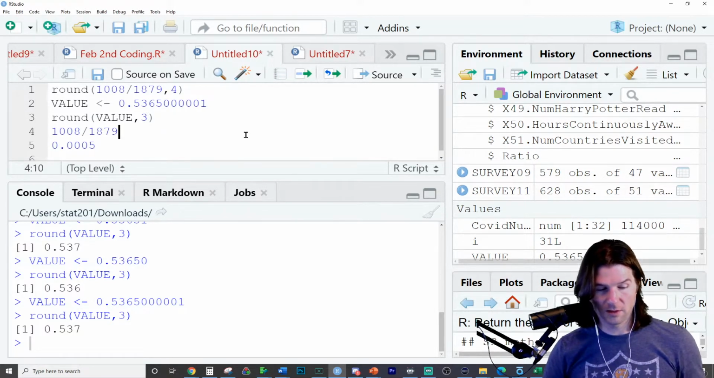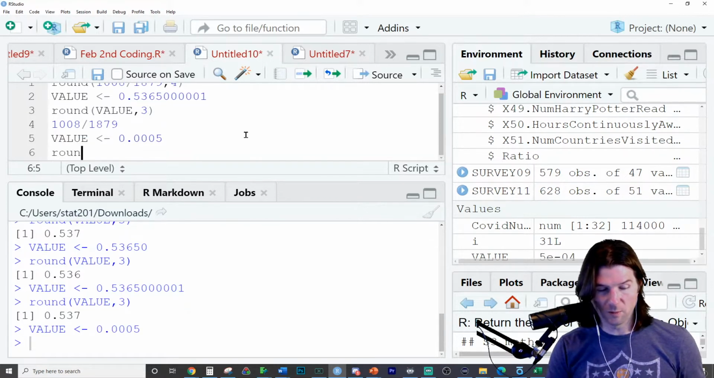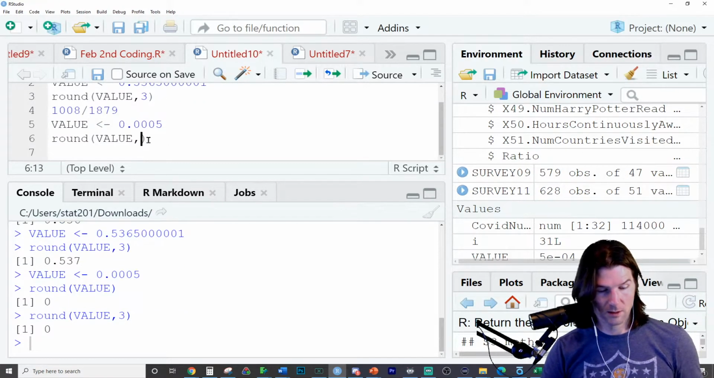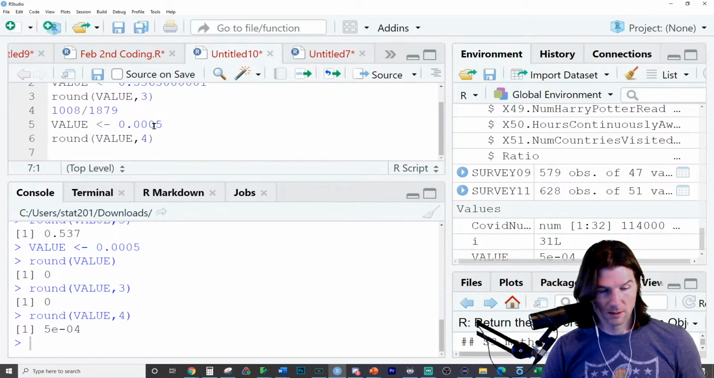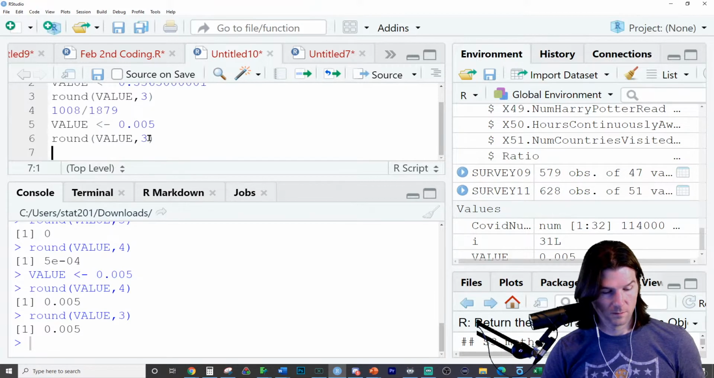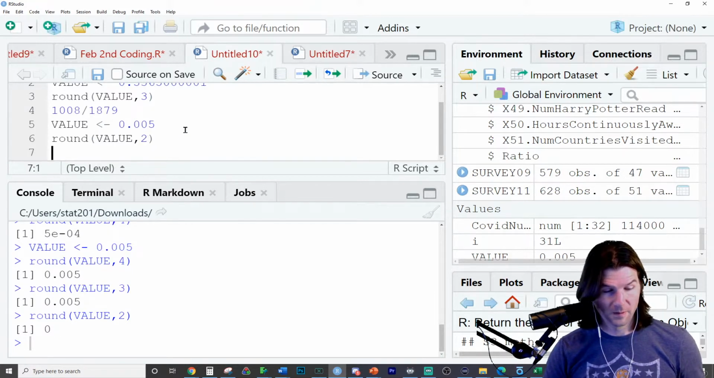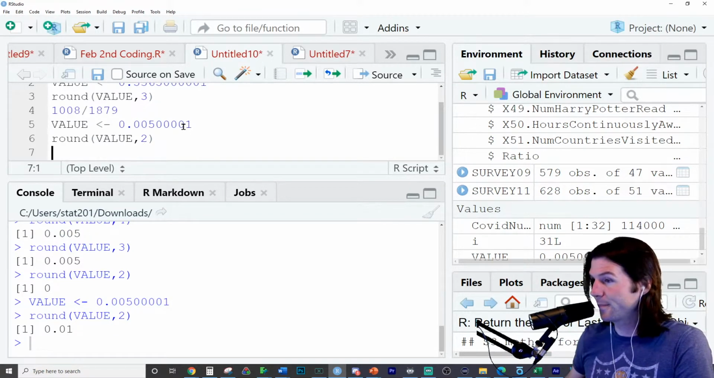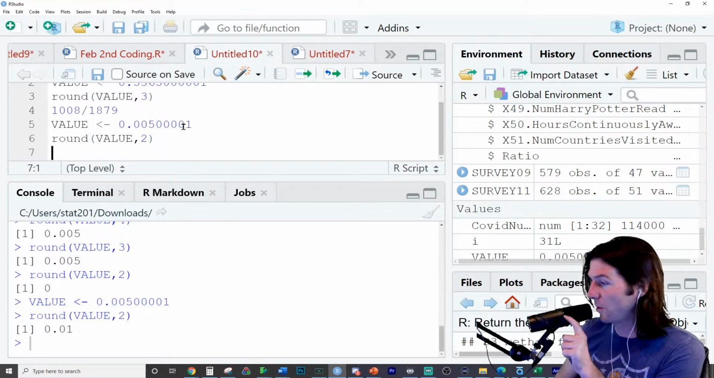Let's just call this value again. Sorry, everyone. Let's go 3 digits. Yeah, for those who are working in R, that's something maybe we should know.